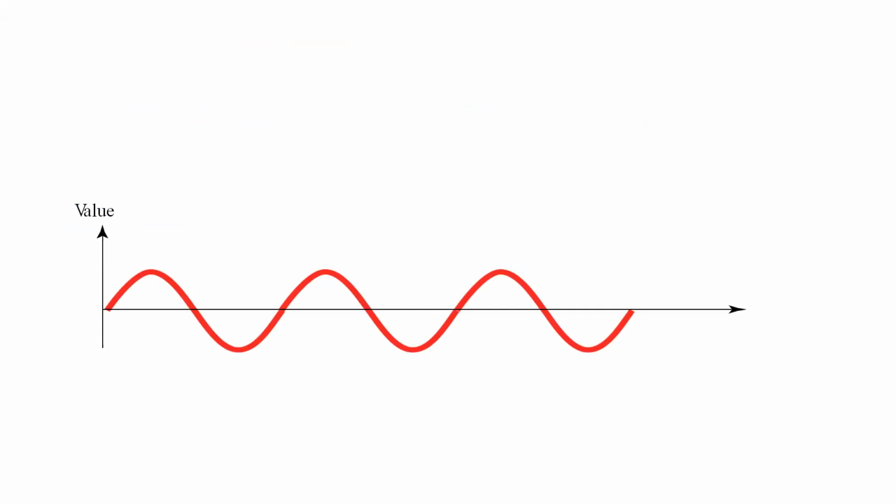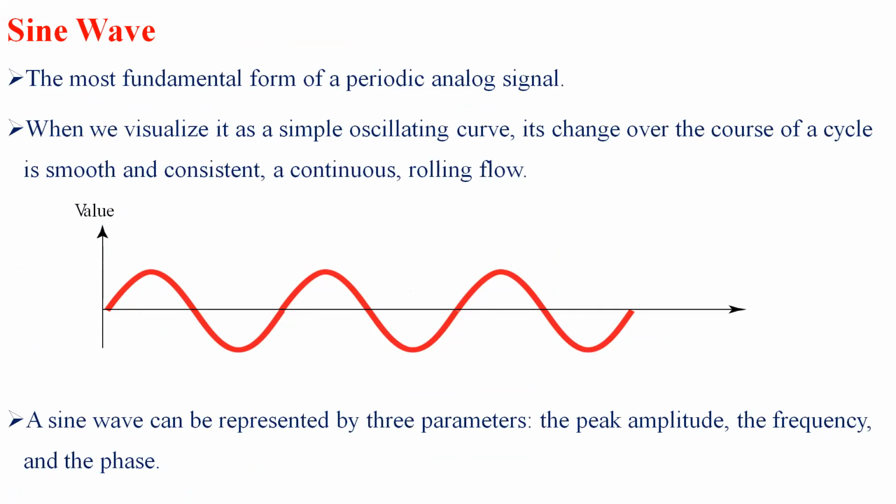Here we have a sine wave. This sine wave is the most fundamental form of periodic analog signals. When we visualize it as a simple oscillating curve, it changes over the course of a cycle, and it is smooth, consistent, continuous, and a rolling flow. This figure depicts a sine wave.